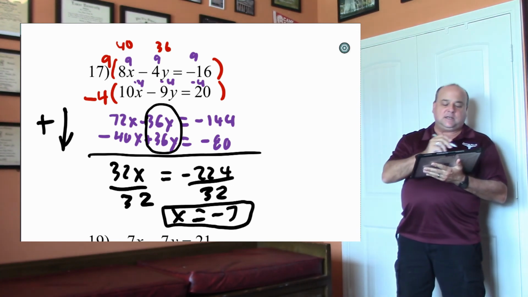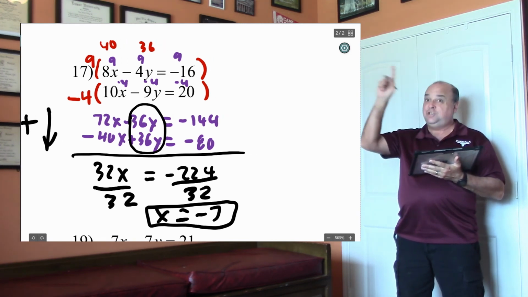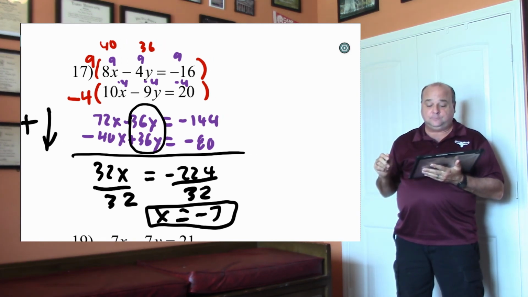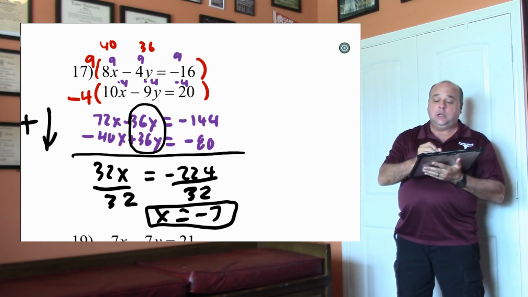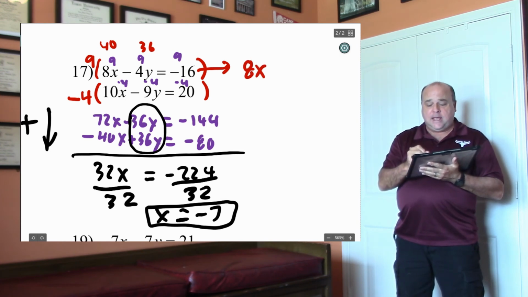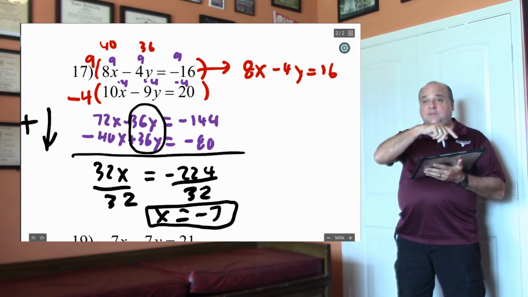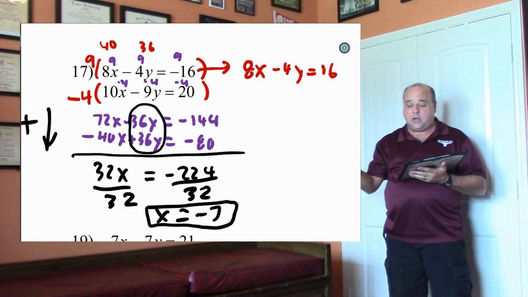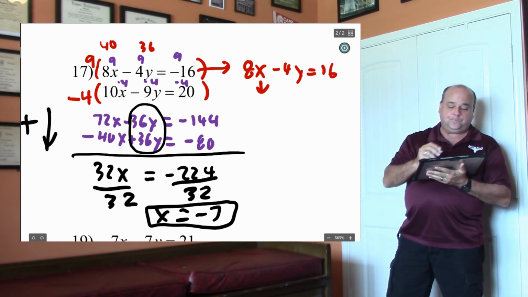Now I'm going to go to the top and pick one of the equations, right? I should be doing this right off the bat. I'm forgetting. I would probably pick the top one. It has smaller numbers in it. So let's go over here. You can pick either one. 8x minus 4y equals negative 16. I found x in the left column. I'm going to get y in the right column, aren't I? I'm going to replace that x with negative 7, aren't I?